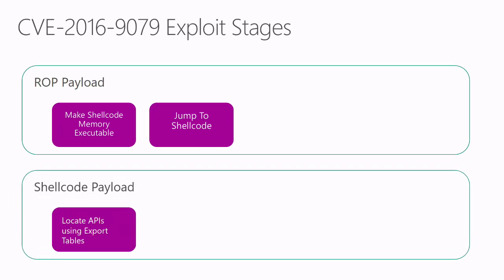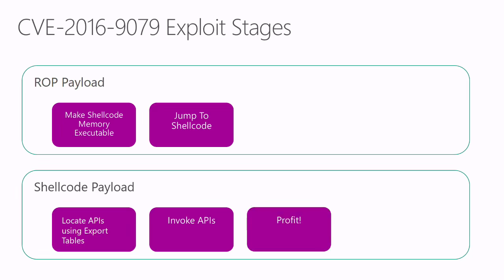So the shellcode payload has some actions it wants to do. Maybe it's going to download stuff from the internet, maybe it's going to create a process. It's going to find those APIs using export tables, typically. And then it's going to invoke the APIs and profit. The attacker's job is done.